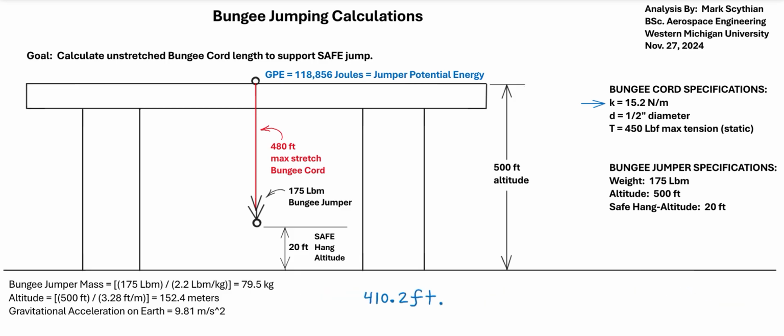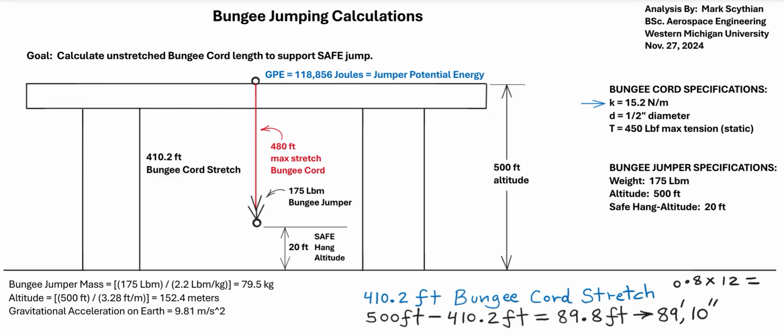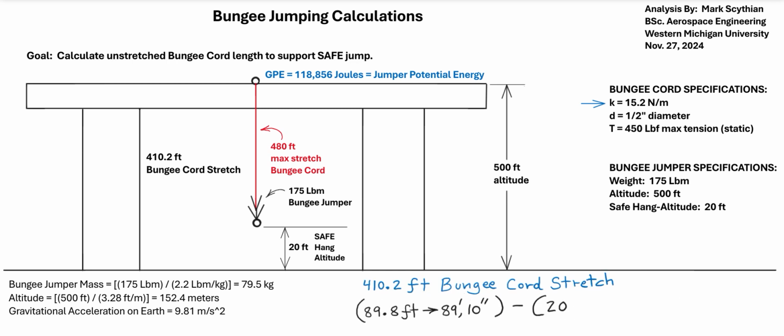Then we'll convert this into bungee cord stretch in feet. So then if we subtract the bungee cord stretch from the altitude, we still haven't cleared the safe hang altitude, but we know it's 89.8 feet. So 0.8 feet is approximately rounded up to 10 inches rather than 9.6 inches for safety. And so then the next step is to subtract the safe hang altitude of 20 feet from that value.